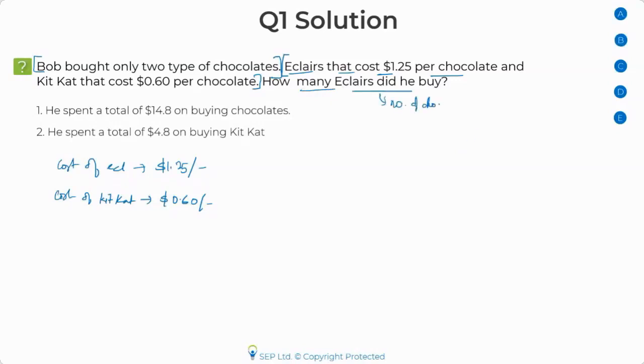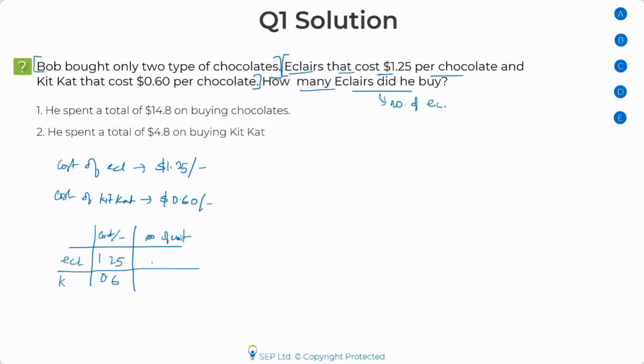Number of eclairs, if you want to be more precise. Usually when I see questions based on cost or number of units, I try to make a table if required. In this case, it's not, since this is an easy question, but I just want to show you how you can do it. I write the cost per chocolate here and the number of units here. This representation might help you sometimes. So cost 1.25, 0.6, and I don't know the number of units in both cases.